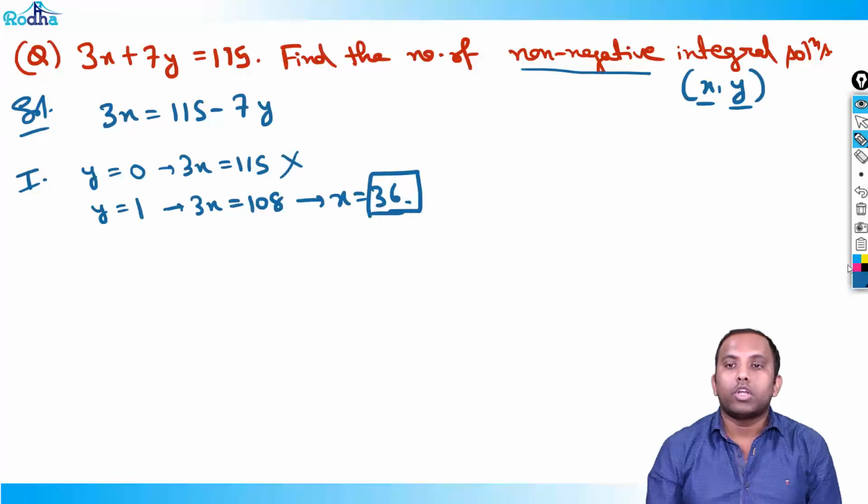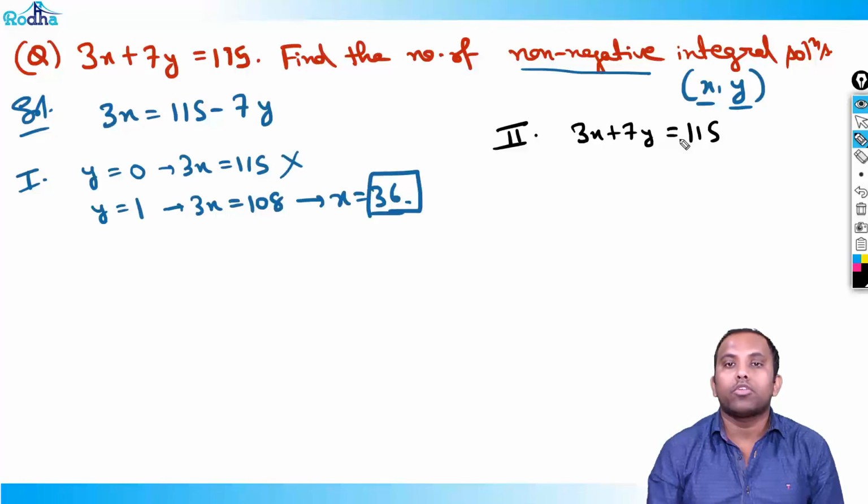Now, method 2 also you should always have in mind, because in tough questions it will be very useful. Method 2 is the remainder method. 3x plus 7y is equal to 115, both variables on one side. Eliminate the lower value variable, that means eliminate 3. 3 is the lower divisor. How to eliminate 3? Divide both sides by 3 and take the remainder.